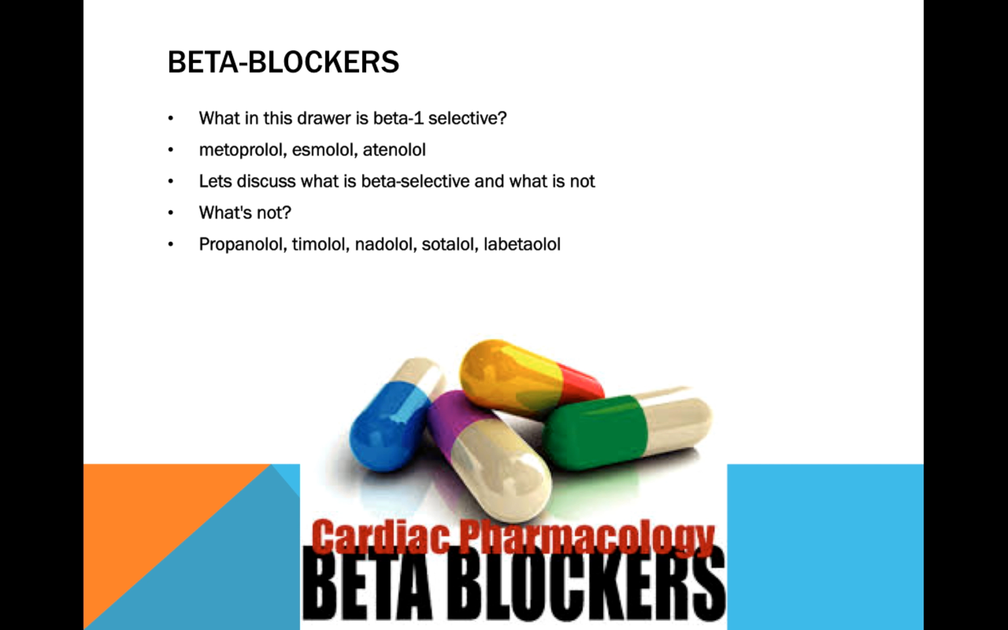in beta blockers, there's two classes, beta 1 and beta 2. Why is this important? Well, if your patient has a reactive airway disease of any kind. What I see in the top drawer that was beta 1 selective: metoprolol, esmolol, and atenolol. Let's further discuss what is beta selective and what's not.